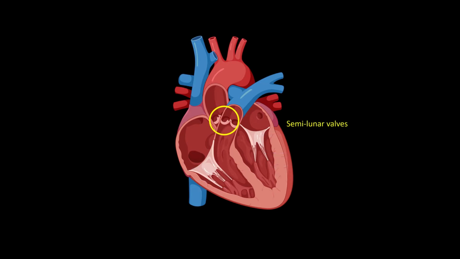Between the ventricles and their associated arteries, there are also semilunar valves, which prevent backflow of blood from the arteries back into the ventricle. The semilunar valve in the aorta is known as the aortic valve, while the semilunar valve in the pulmonary trunk is known as the pulmonary valve.